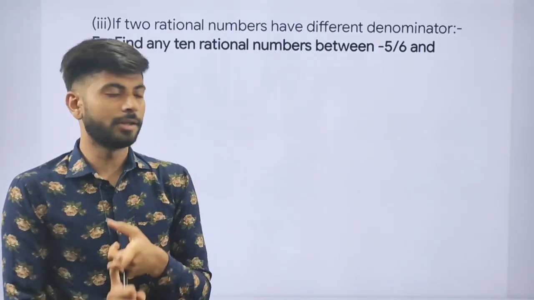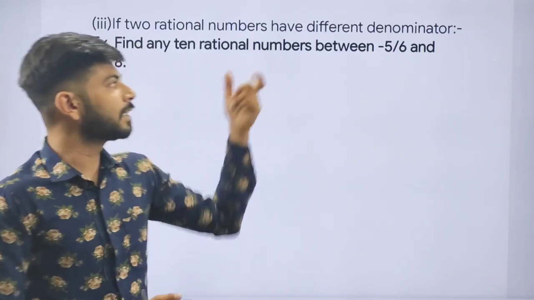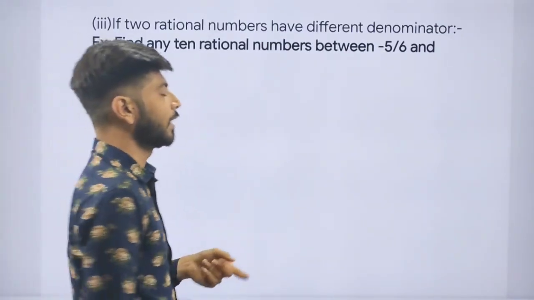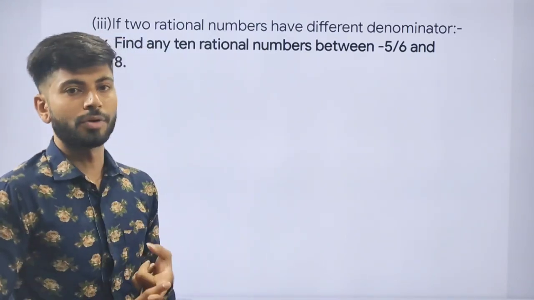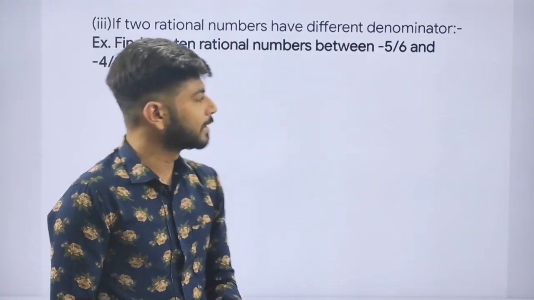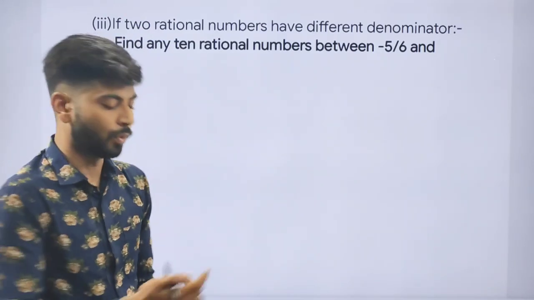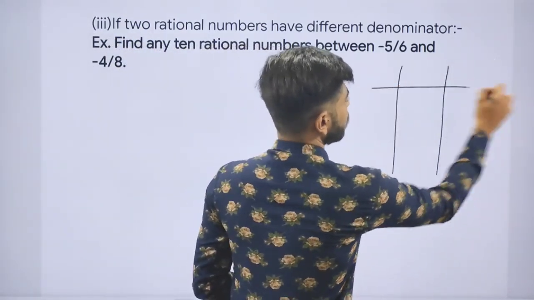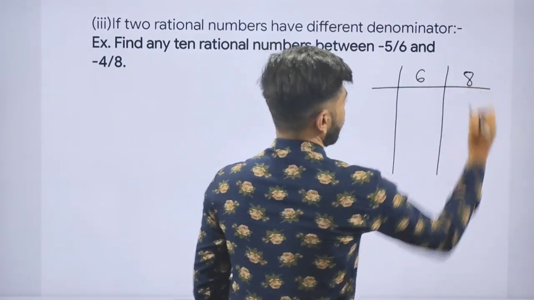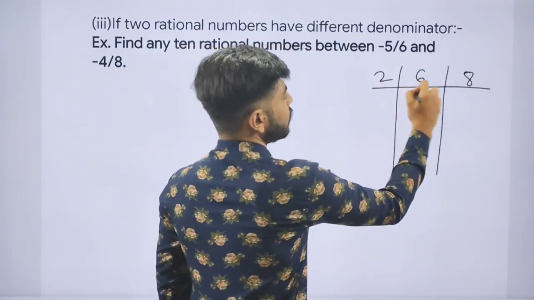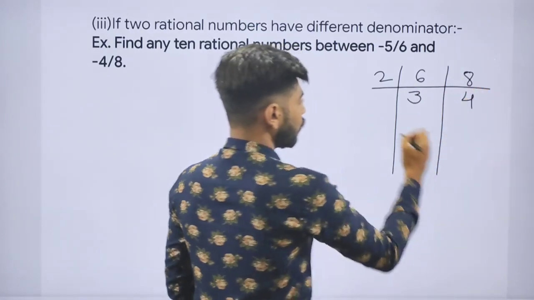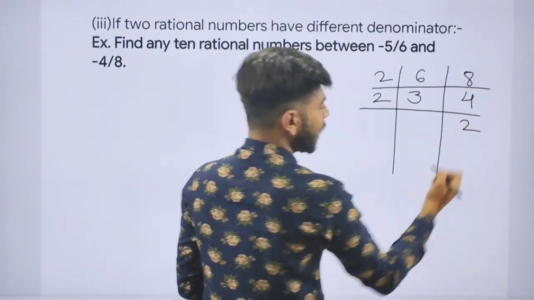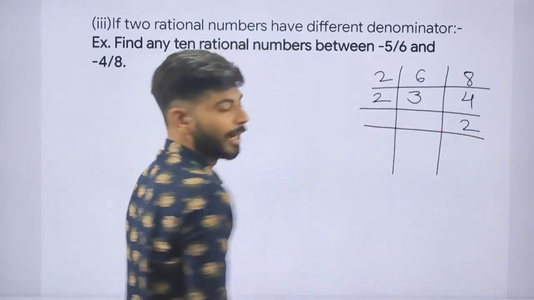First of all, we will take the LCM of 6 and 8. So, what will be the LCM of 6 and 8? You know that 24 comes in the 6 table and 8 table both. But we will find it using the method. So 6, 8. First of all, divide by 2: we get 3, 4. Again we can divide 4 by 2, so we will get 2. We cannot divide 3 by 2.